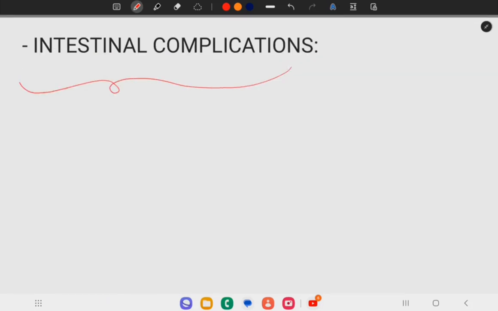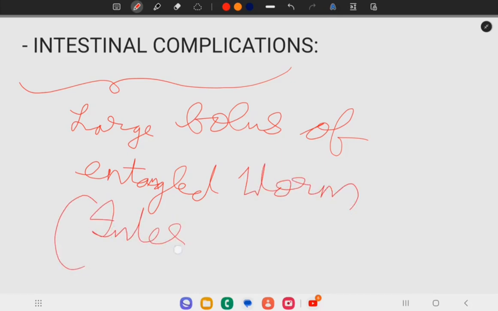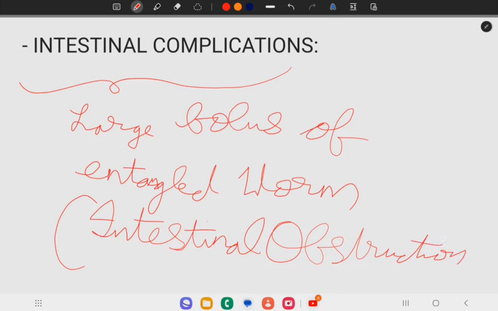A large bolus of entangled worms can cause intestinal obstruction and rarely perforation.